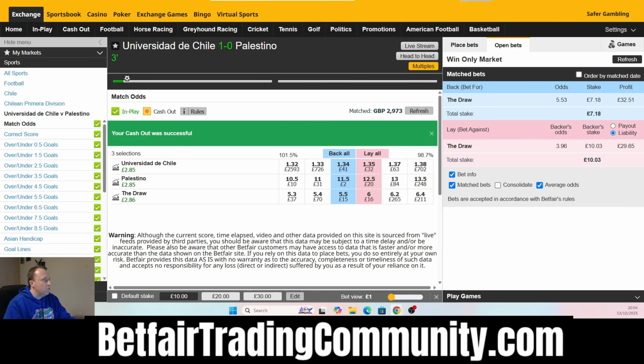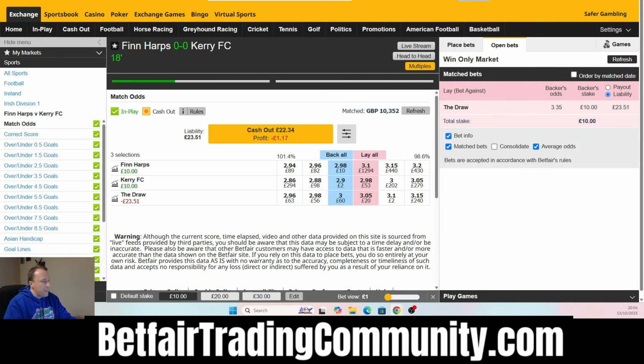Now, we might have to do more with the Finn Harps game. Like I say, these do work well as outright bets, but obviously if you can take a profit in play, then that's going to be the thing that you're going to want to do if you're an in-play trader. And I do feel like with Betfair trading, it's much easier to have a successful strategy when you trade in play than if you're trying to just have an outright betting strategy that works.